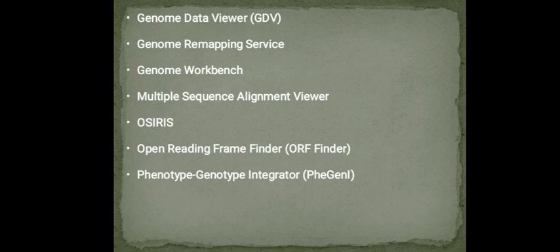Phenotype Genotype Integrator. It supports finding human phenotype or genotype relationships with queries by phenotype, chromosome location, gene, and SNP identifiers. Currently includes information from dbGaP, the NHGRI GWAS catalog, and GTEx, and displays results on the genome, on sequence, or in tables for download.